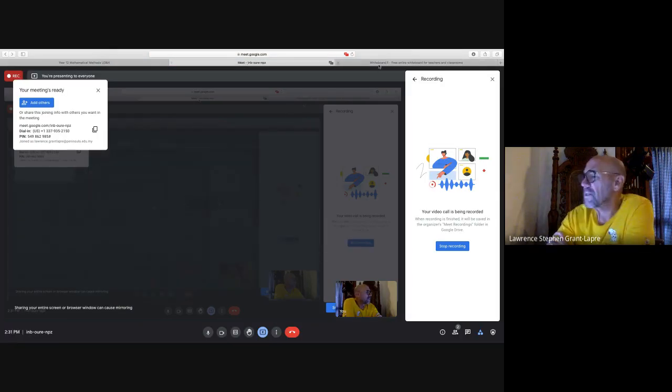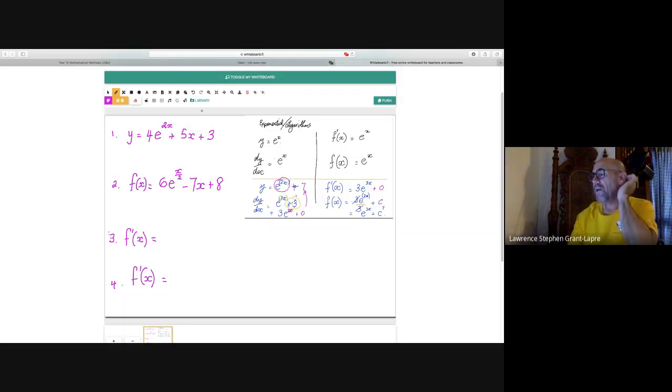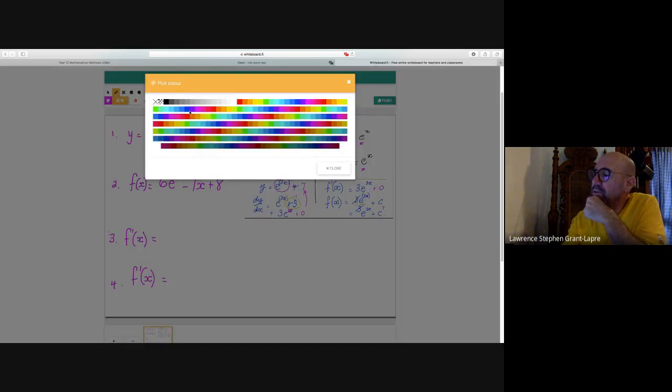Okay, so last lesson, you could see we have this section up here where we looked at the logs, we looked at exponential functions, e to the power of x, and the derivative of e to the power of x is e to the power of x. And the antiderivative of e to the power of x is also e to the power of x. So let's look at these questions here, question 1, 2, 3, and 4.